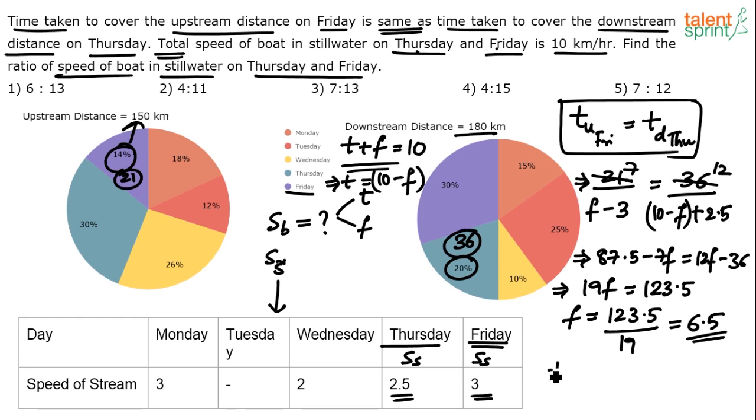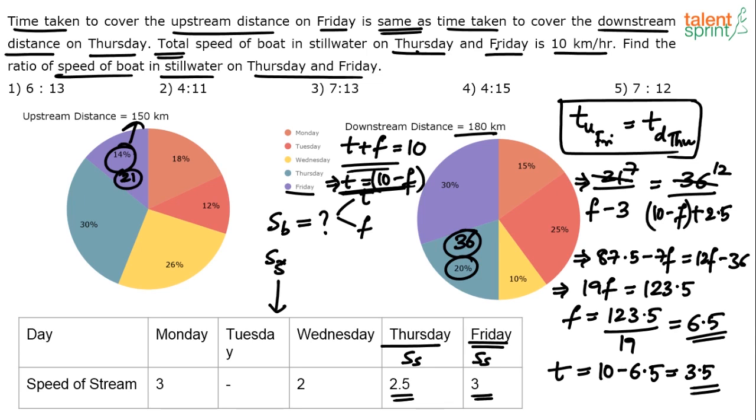If F is equal to 6.5, T will be equal to what? T is equal to 10 minus F. So 10 minus 6.5, which is 3.5. So basically, we have found the speed of the boat on Thursday and Friday respectively.